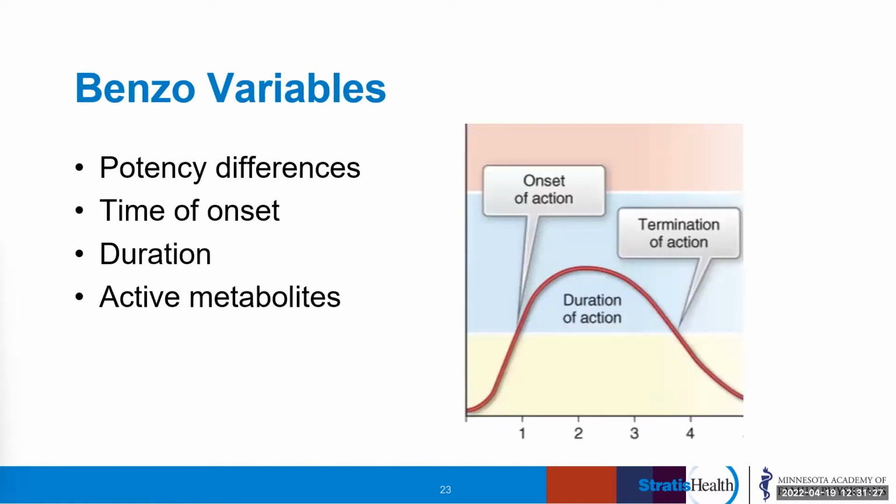So the variables: potency differences, time of onset, duration, and active metabolites. Those are the things to be thinking about when we're considering a prescription or a use for a particular benzo.